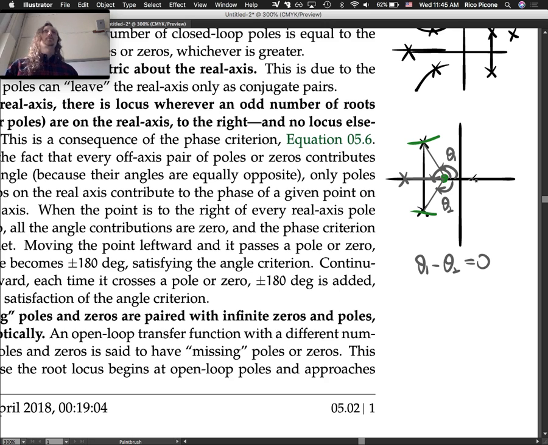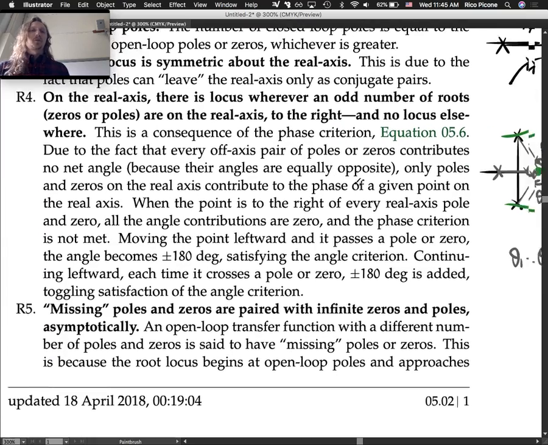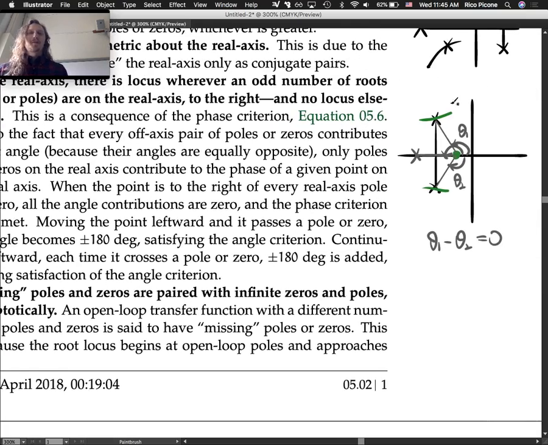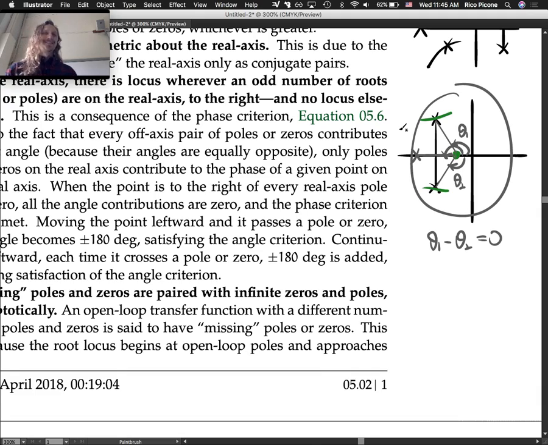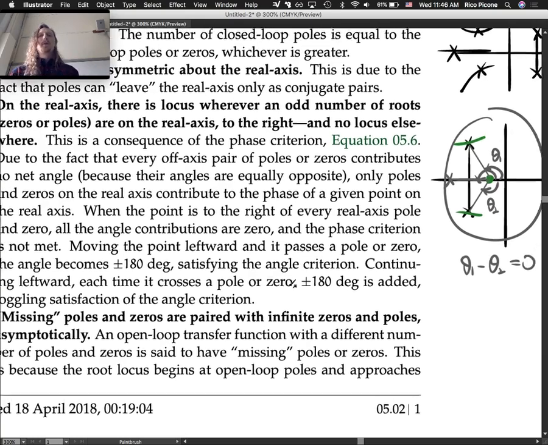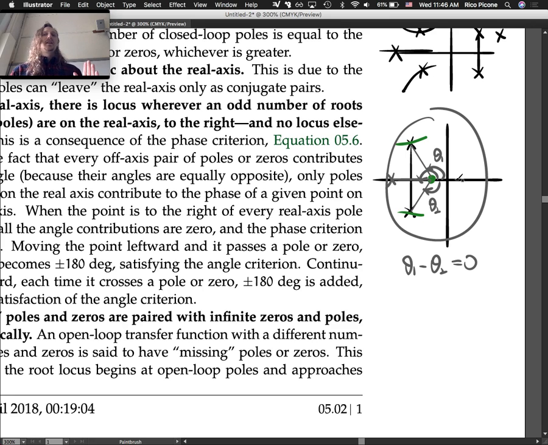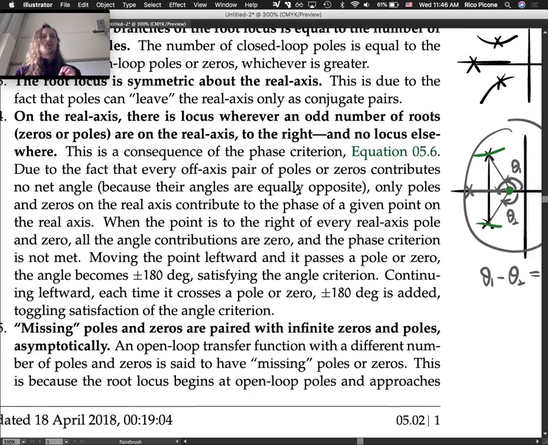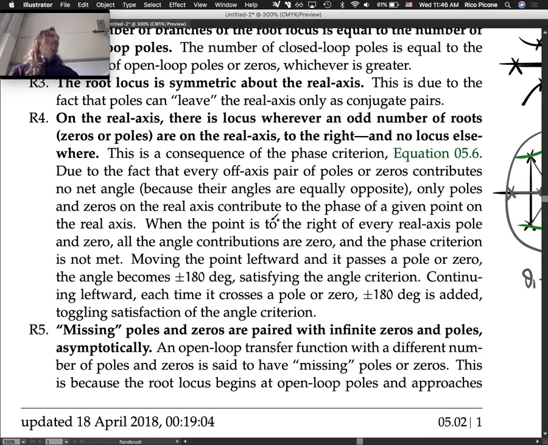I'm trying to motivate that, but I realized that the description was maybe a little too dense just in words. So next year, I'll try to come up with a graphical description that's a little bit better. Okay, so moving the point leftward. Pretty much this will help us construct where on the axis we have locus and where off the axis, and where on the axis we don't have locus. So on the real axis, this rule 4 will govern the whole thing. It's pretty easy to use this one in the next section, and I'll explain how.